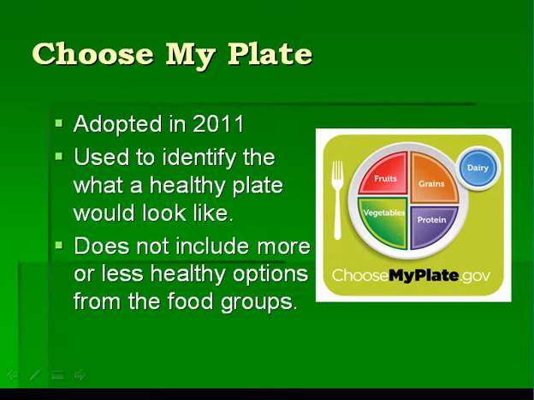The newest of the representations was just adopted in 2011. It's used to identify what a healthy plate would look like if you were to see one sitting in front of you. It does not include more or less healthy options in the visual representation. It also does not include physical activity, but is what the USDA has decided to go with for now.